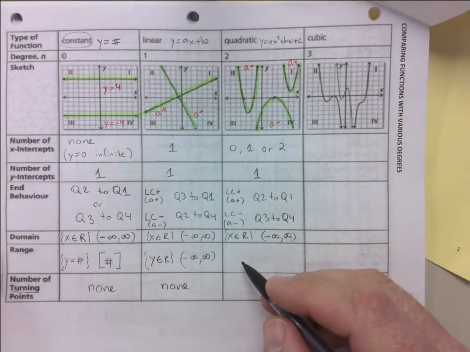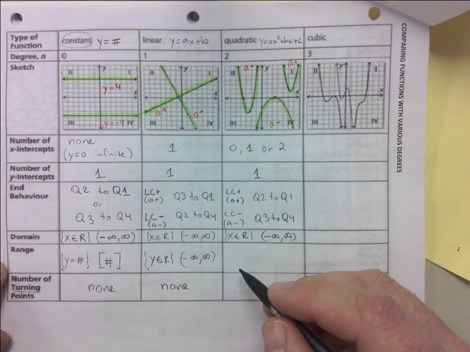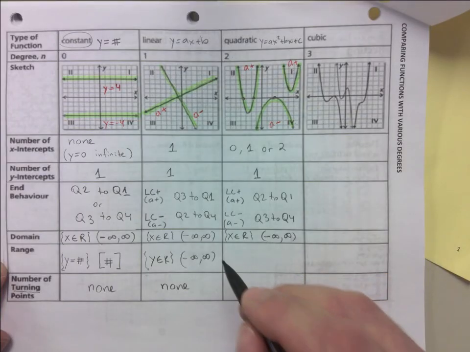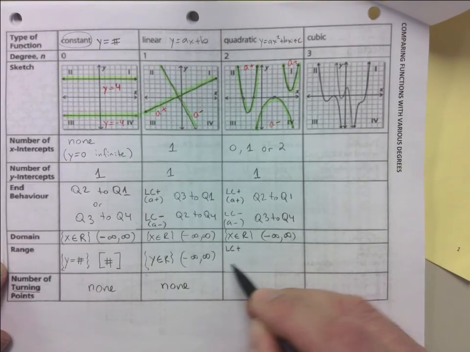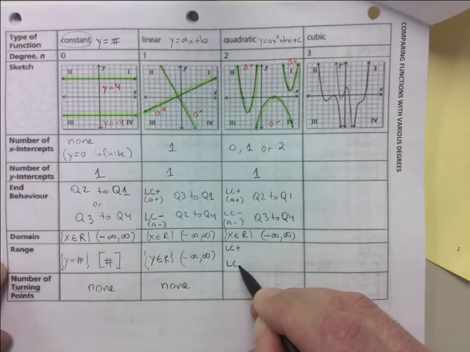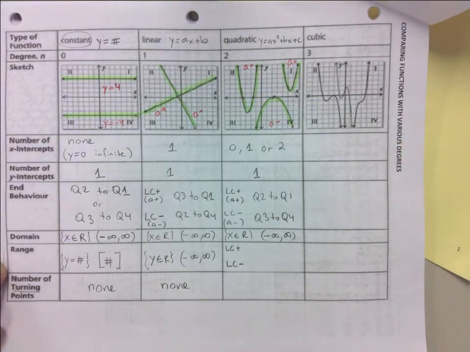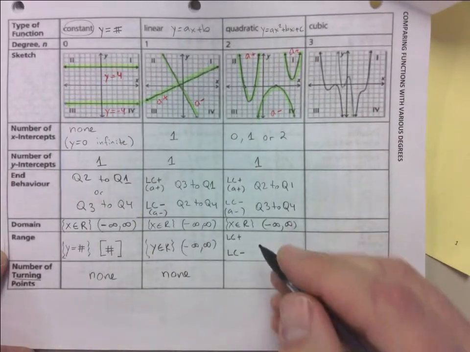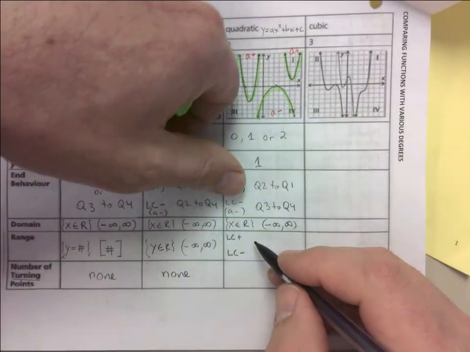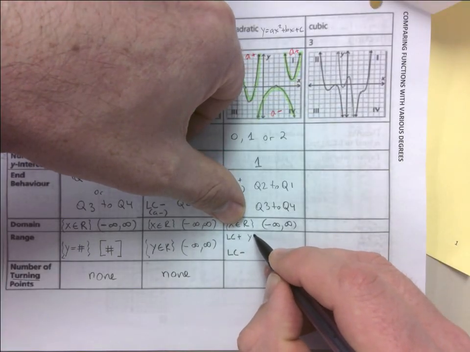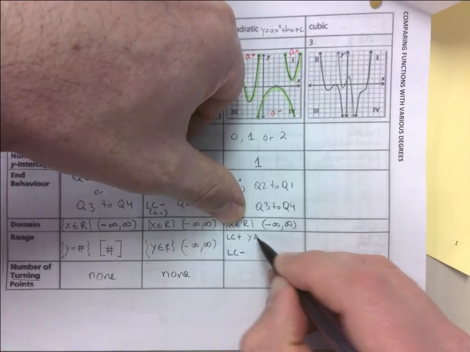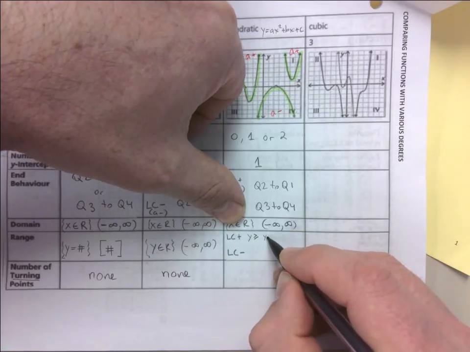The range, it's different. So for range, you have to be careful. If the leading coefficient is positive, you will have a certain range. If the leading coefficient is negative, you will have another range. So here it is. If it's positive, y is going to be greater than or equal to the y of the vertex.